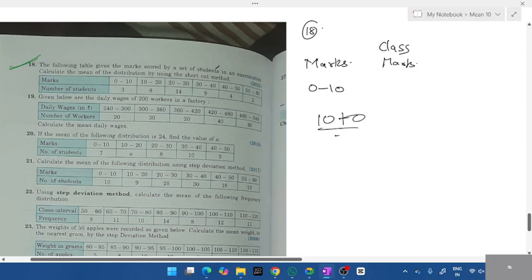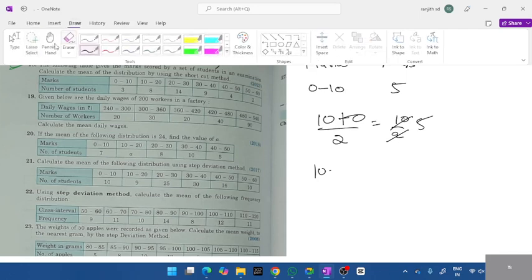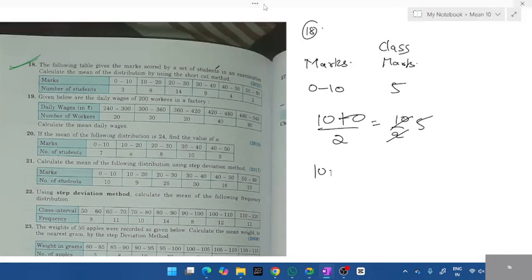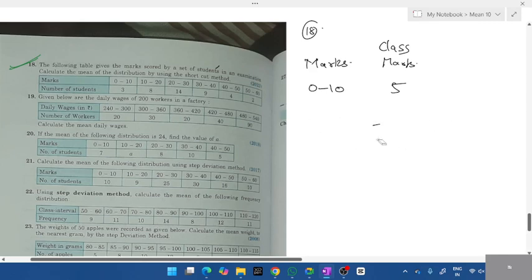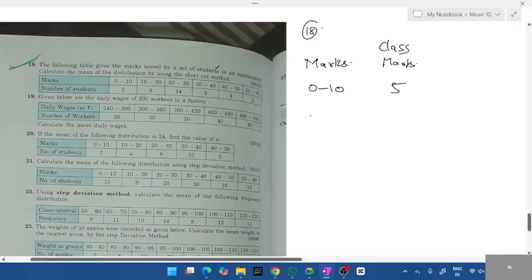10 plus 0 divided by 2. What's the answer? 5. For the next one, we have 10 and 20. How do you calculate class marks? Yeah, the middle term, student. That's it. Middle term. Look here. You can calculate that. Or 10, 20.